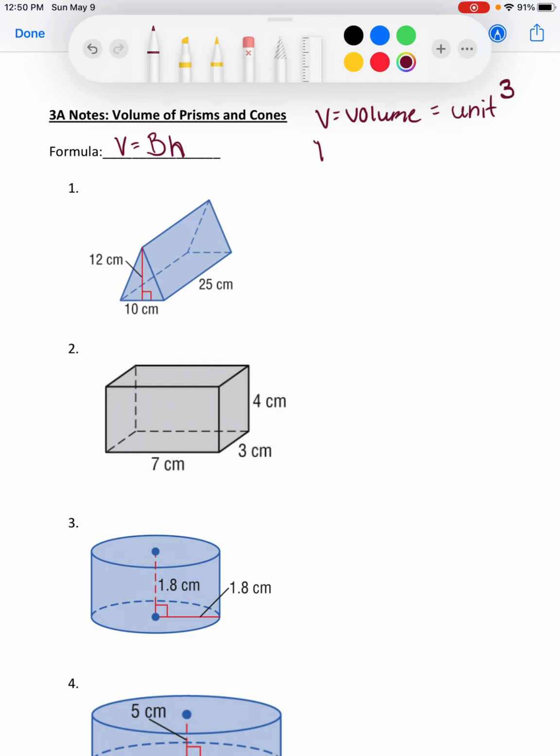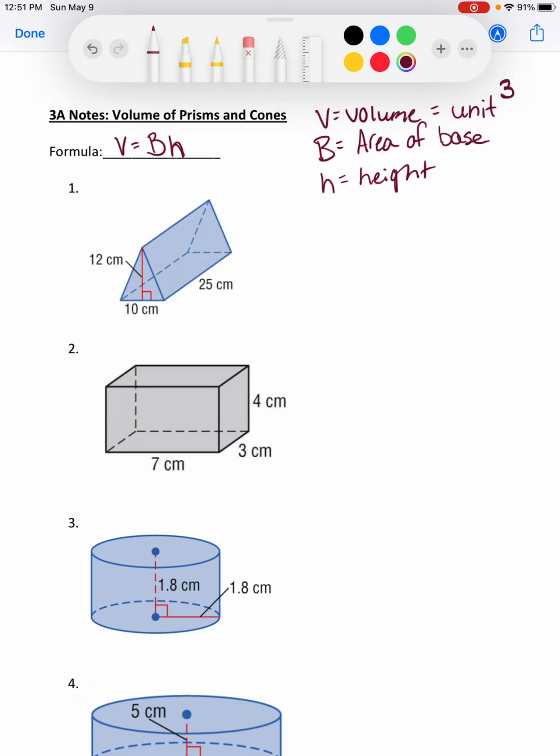And then the uppercase B stands for the area of the base, or the area of a base if there's two of them. And then the lowercase h is, of course, still height. So let's talk about applying this. So in number one, we have a triangular prism.